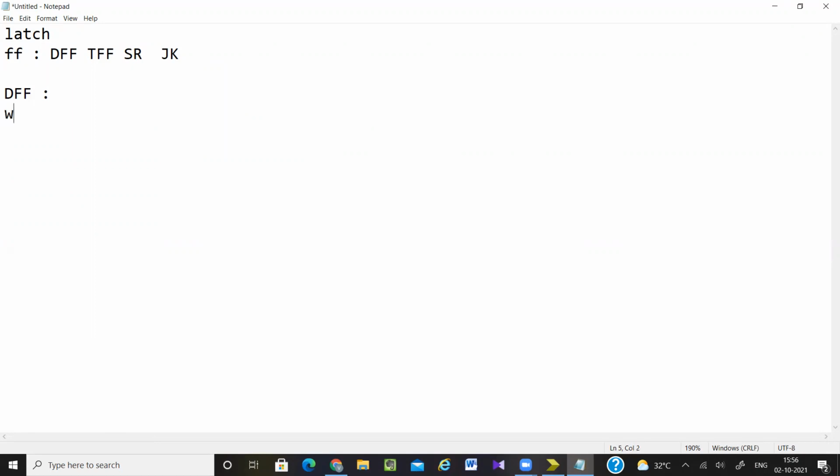Its behavior is whenever clock is active. Clock is active means it can be positive or it can be negative depending on your requirement. At that time, your output equals input. So these things only we have to write.